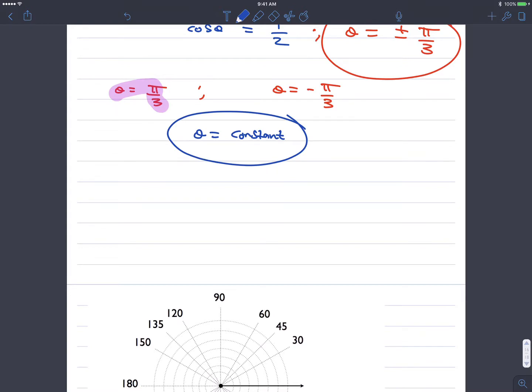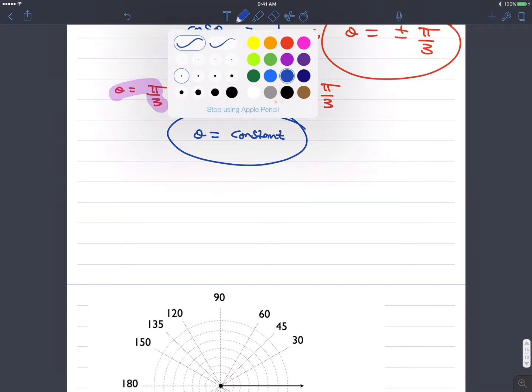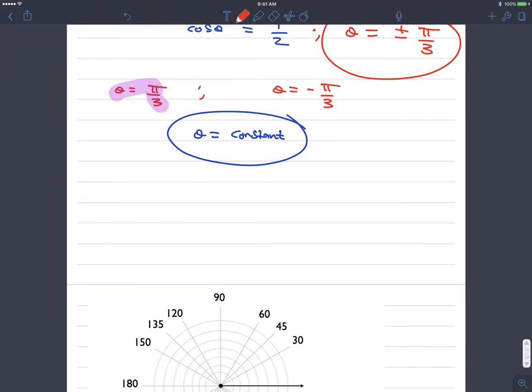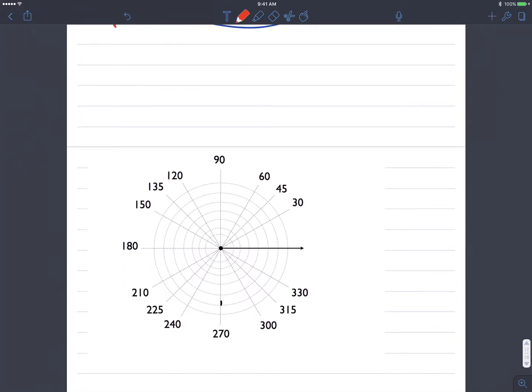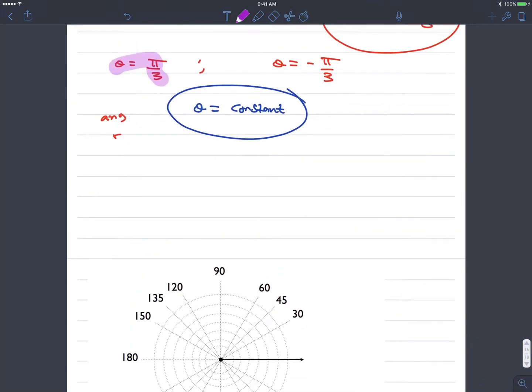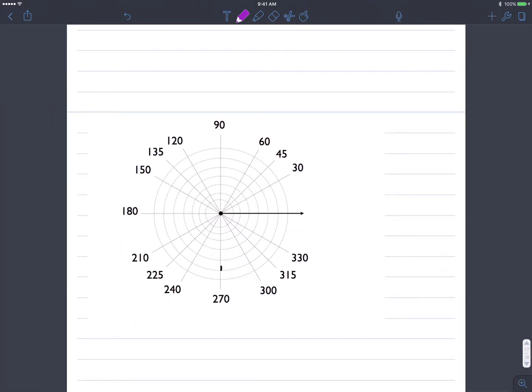We said those are lines through the pole because there is no r value. Remember, r is arbitrary. You can use any value for r. So I'll write down any r. Theta being pi over 3, if we double check, that's 60 degrees.